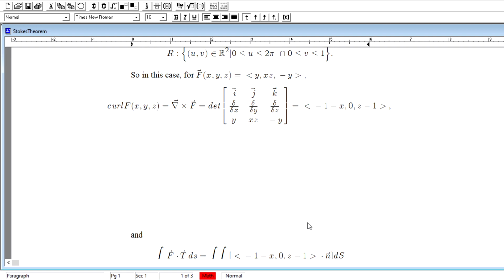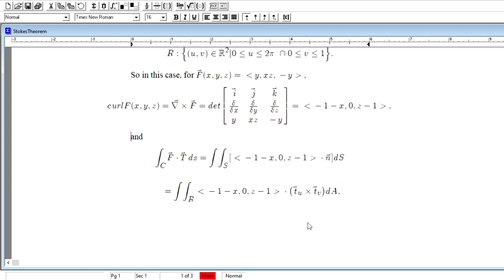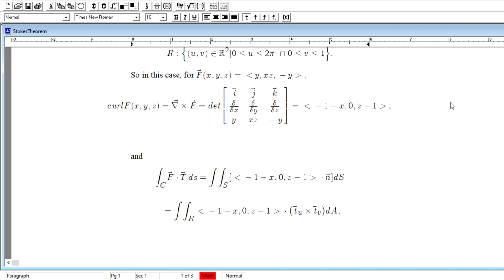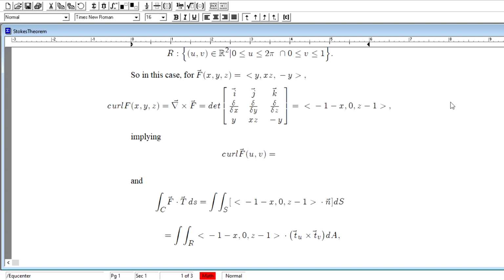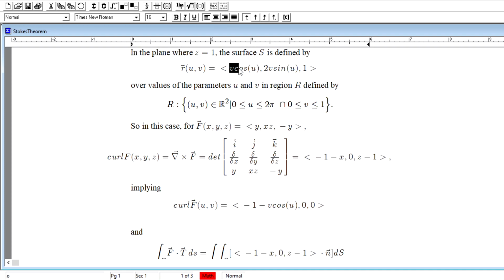Similarly, what we might do is actually make that transformation here. This implies the curl of F bar in terms of u comma v is just equal to the vector ⟨−1 − v cosine u, 0, 0⟩. I am coming into this curl description in terms of x, y, and z and replacing the x with v cosine u, this quantity here. Y is 0, so 0 doesn't get replaced with anything in that description, but z minus 1 gets replaced with a value of z equal to 1. So that turns into this description here.